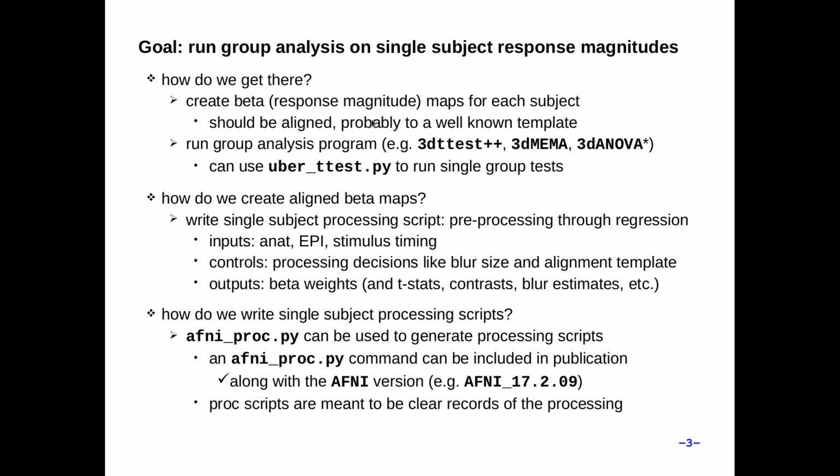So once you get these beta maps for each subject in a common space, then you can run the group analysis program. And we'll focus on 3dttest++ here, but of course, whatever program you're going to run is fine. So now, how do we create these aligned beta maps?